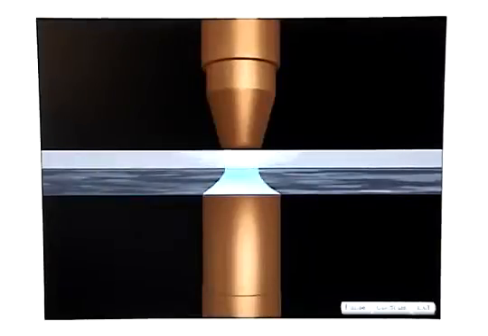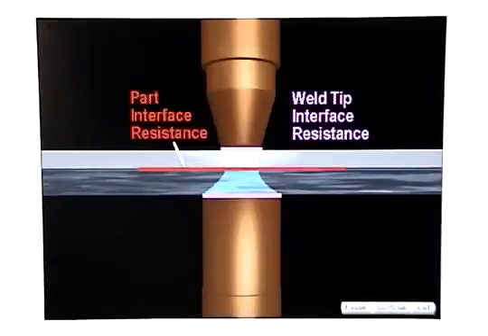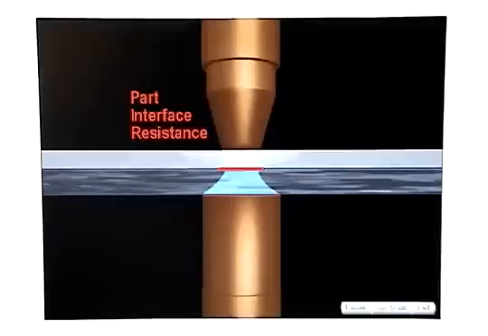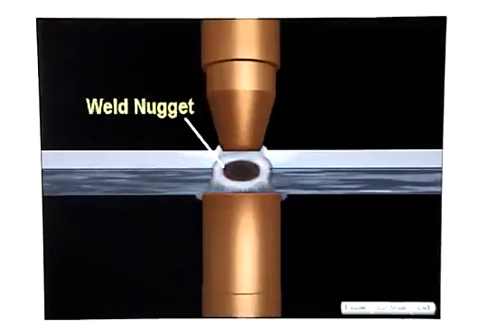and encounters resistance at the weld tip interface and at the part interface. Resistance to the current at the part interface creates enough heat to melt the metal and cause a weld nugget to form.